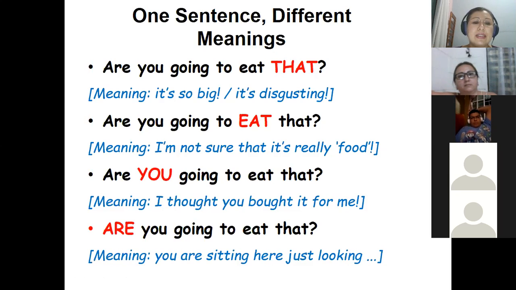And the other one is, the meaning is, are you sitting just looking? You are sitting here just looking. Estás aquí solamente mirando, ¿verdad? O sea, no se ve que realmente vayas a comer.